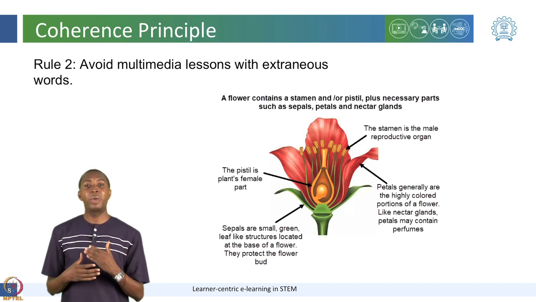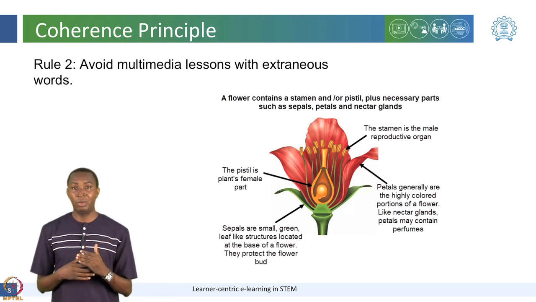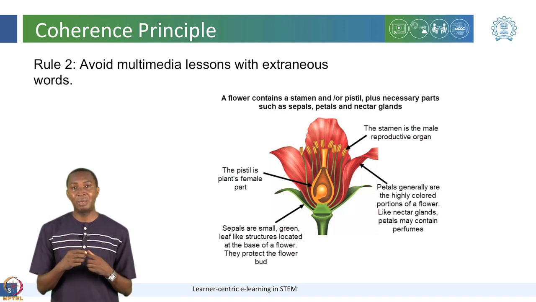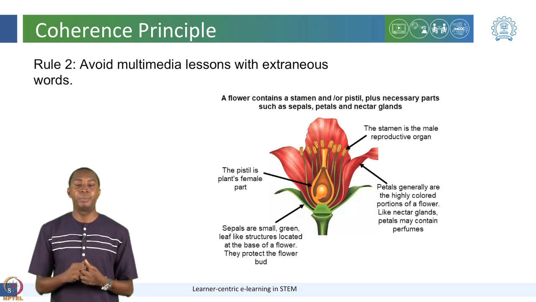So this is an example where the principle of coherence has been applied on rule number 2, which says to always avoid extraneous words in your content so that your students can learn better and digest better the information that is put on that particular image.